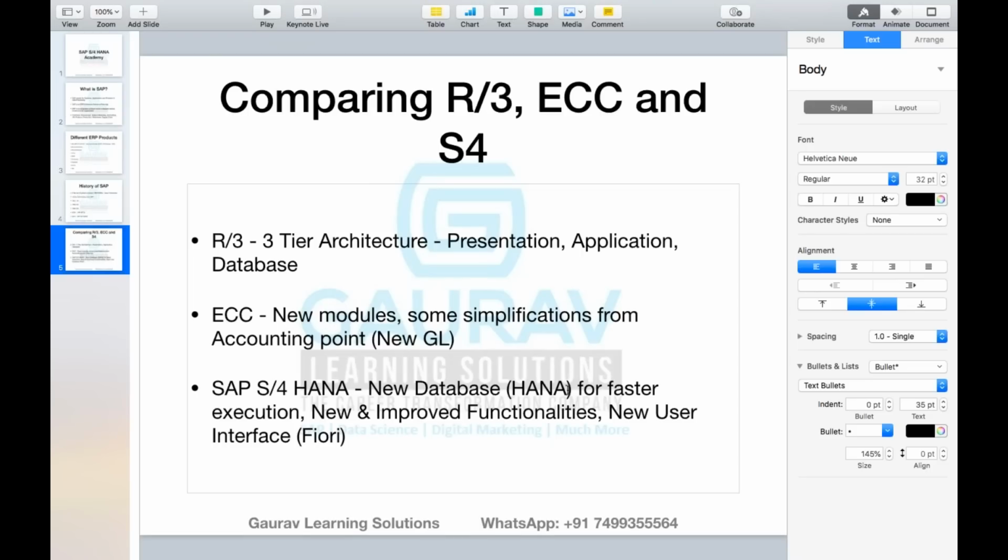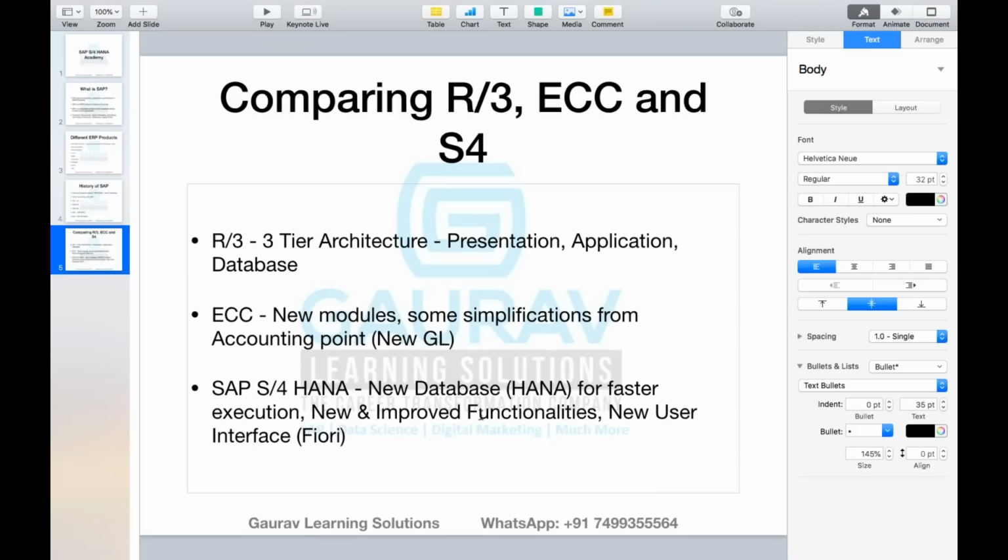So if you have worked on ECC, and your customer is complaining that my processes are too slow, it is taking a lot of time to execute the processes, what is the answer to that question? The answer to that question is HANA. HANA will give you the speed to perform your transactions and to execute your reports.